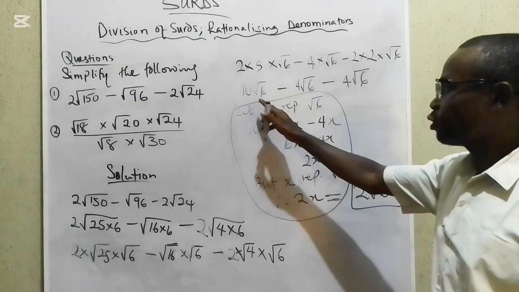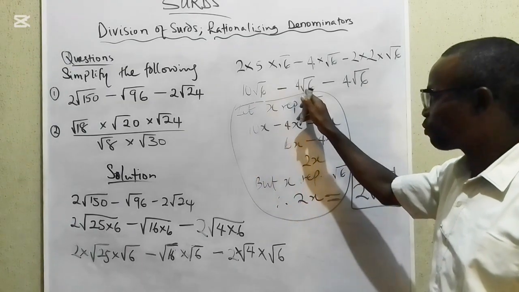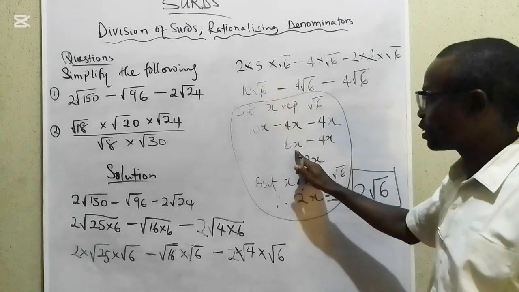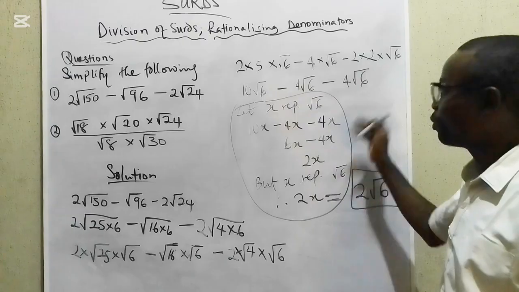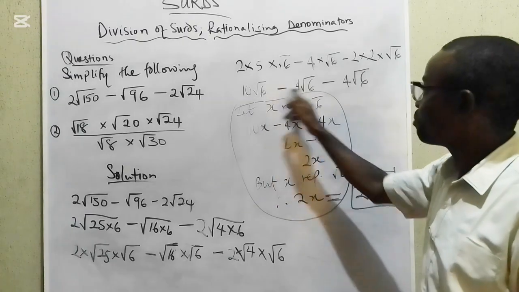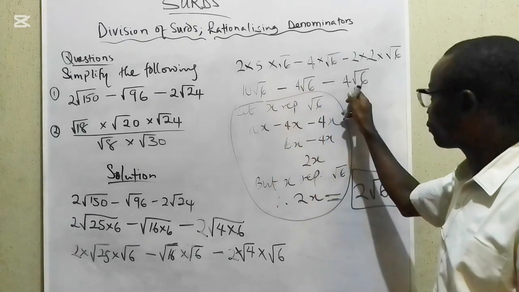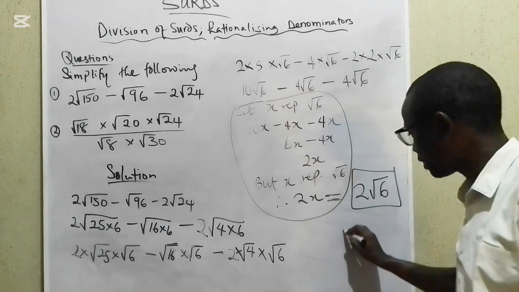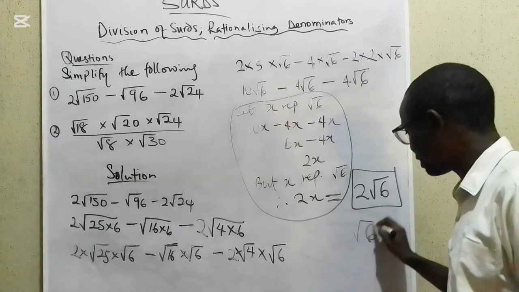So just like that, 10 root 6 minus 4 root 6 will give you 6 root 6, then minus 4 root 6. In other words, it's like saying 10 minus 8, because 4 plus 4 is 8. 10 minus 8 is 2. You have it here. So the final answer is 2 root 6.